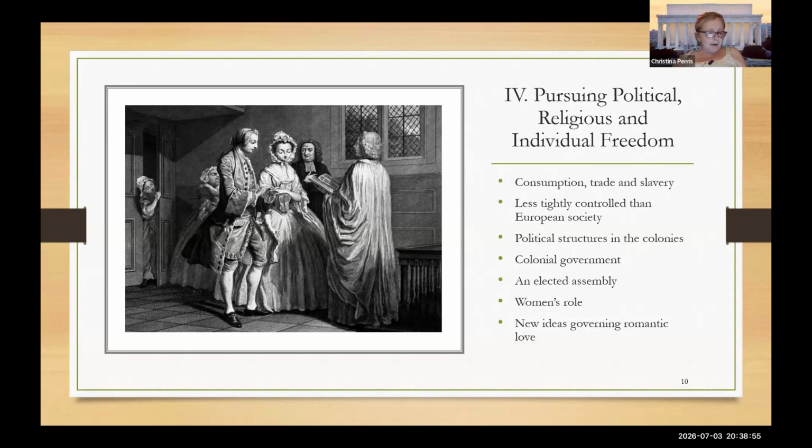Political structures in the colonies fell under one of three main categories: provincial, which we will see in New Hampshire, New York, Virginia, North Carolina, South Carolina, and Georgia; proprietary, which we see in Pennsylvania, Delaware, New Jersey, and Maryland; and charter, Massachusetts, Rhode Island, and Connecticut.